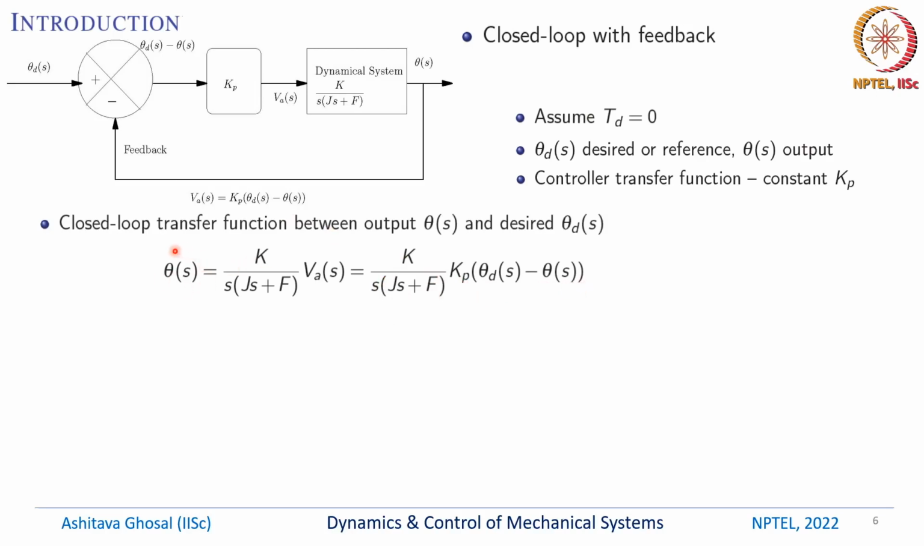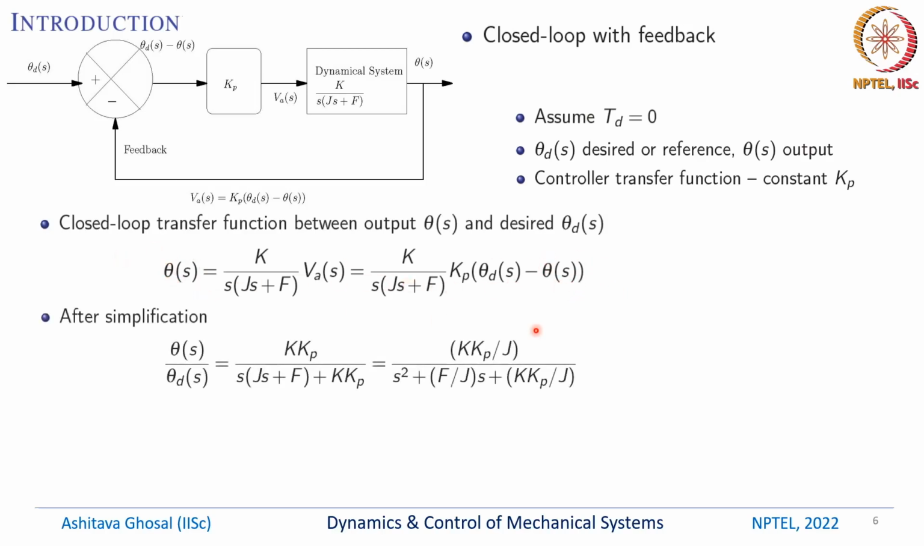So what you can see is we have on the left hand side one theta, and on the right hand side we have another theta. So we can simplify these two expressions, and after simplification we will get theta of S divided by theta d of S is K Kp divided by S into (Js plus F) plus K into Kp. This is a very standard form of a transfer function in a feedback system.